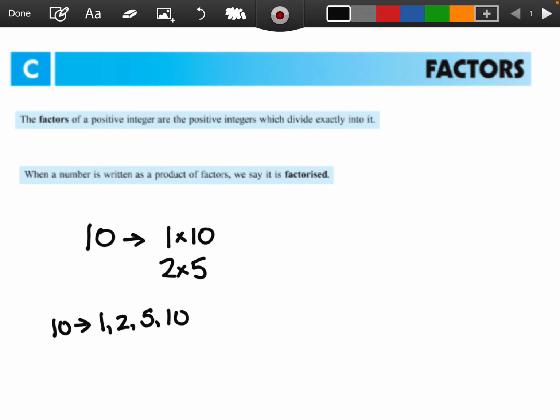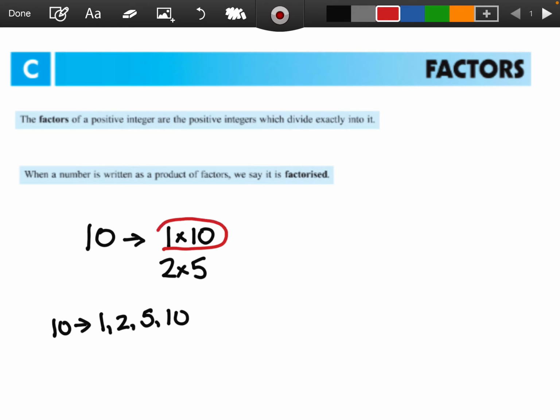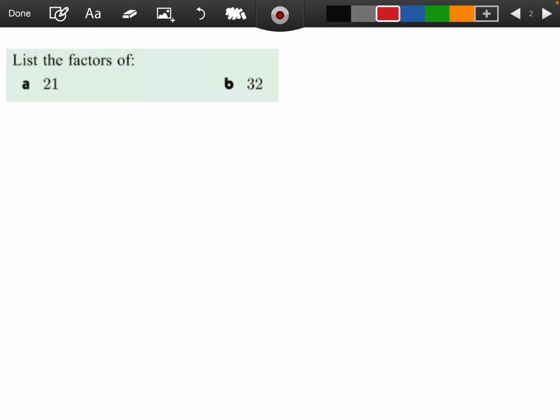And then the second note here says when a number is written as a product of factors, we say it is factorized. And that will come up to play a little bit later on in the year. But for example, in this 10 that we did here, writing 10 instead of just writing it as 10 and writing it as 1 times 10, this would be the factorized version of 10. Great. So we'll go through a couple of examples here.